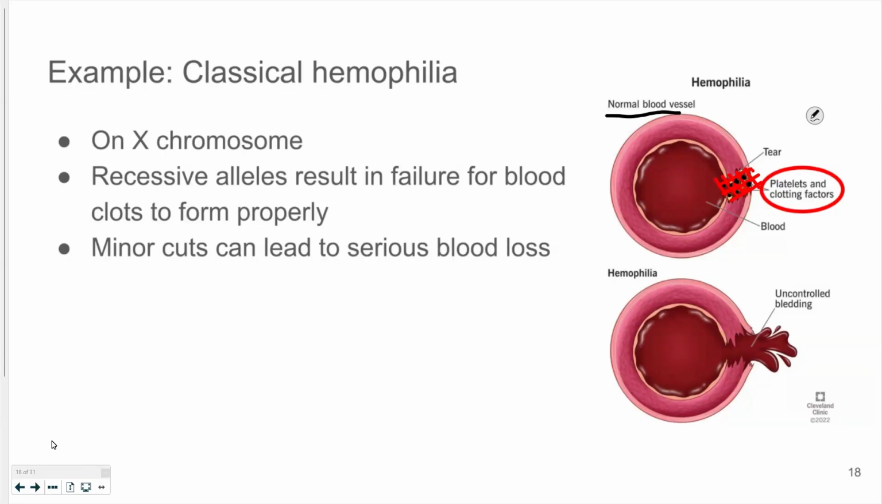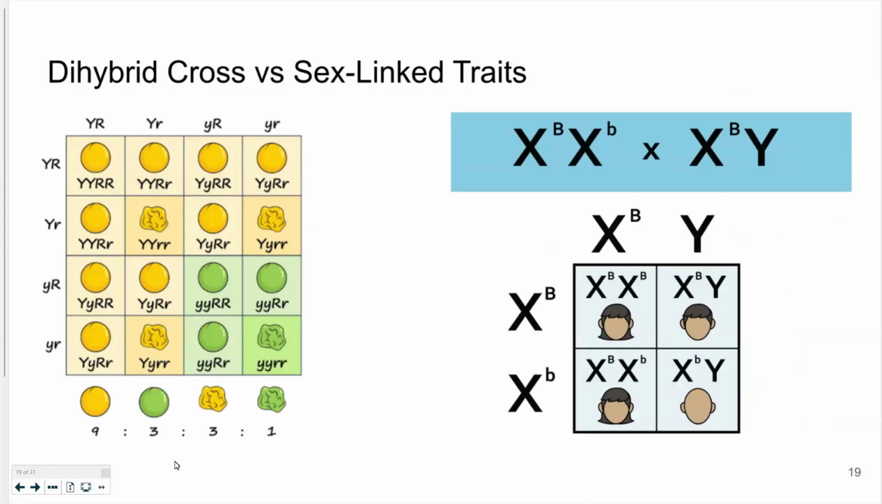Okay. In a hemophilic blood vessel, there's no ability to create that net. And so this minor scrape can lead to significant amounts of blood loss because of those proteins that don't function as they should. Okay, so we're interested in what is the inheritance of these sex-linked traits? And let's go back and look again at our dihybrid crosses, because remember, dihybrid crosses is where we're looking at two traits.